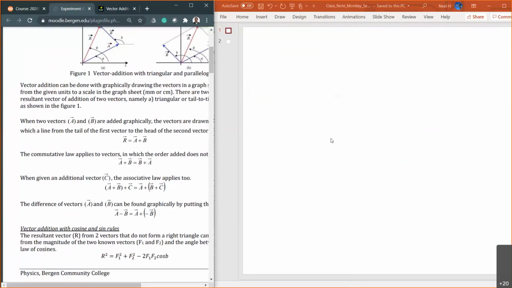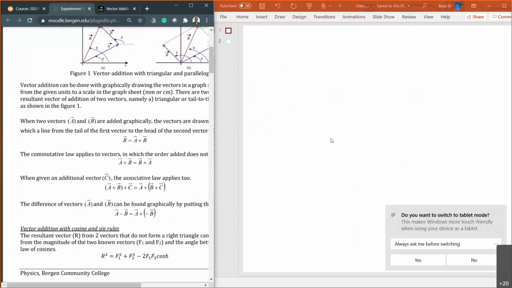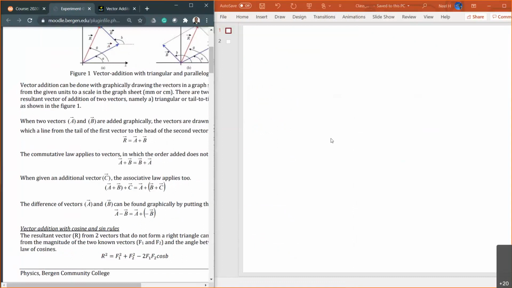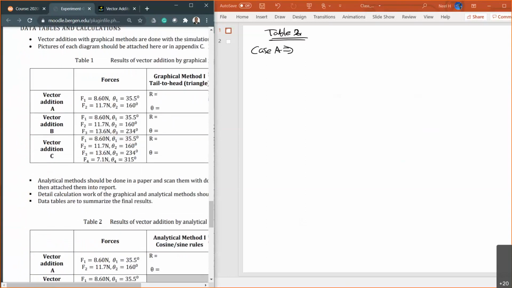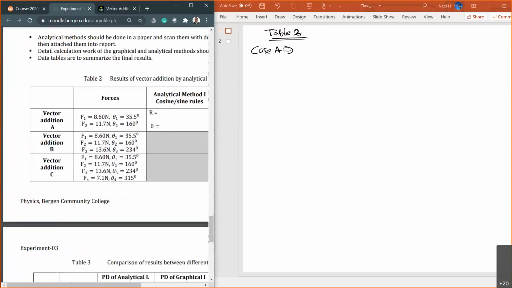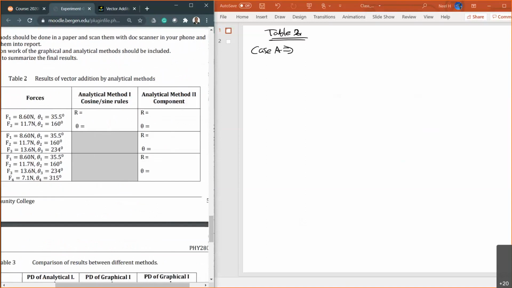Let's take a look at case number 1. We are now on table number 2 and about the cosine sine rule. So let's take a look at case A. I have two vectors, vector f1 and vector f2, and go into that table. I want to do this by using the cosine sine rule.